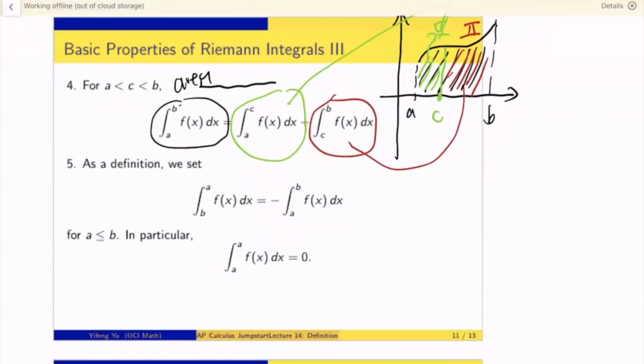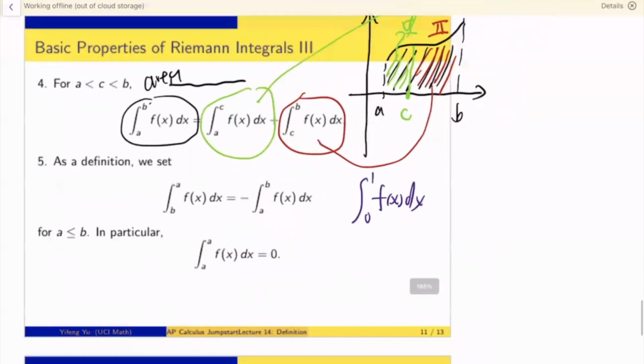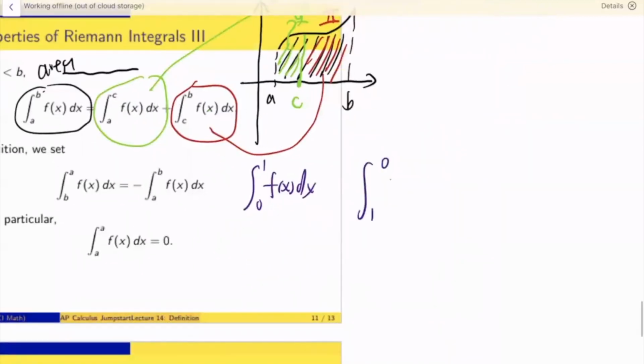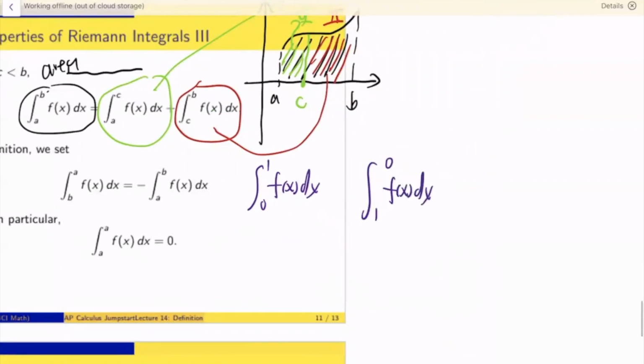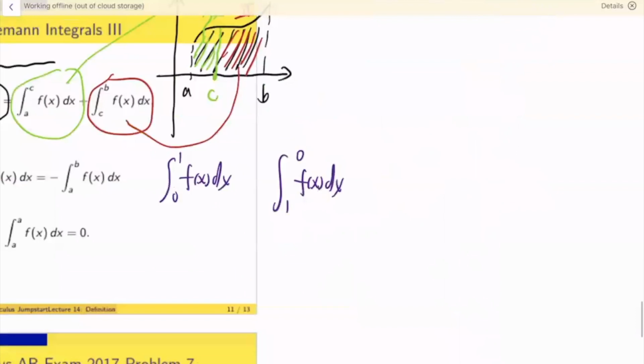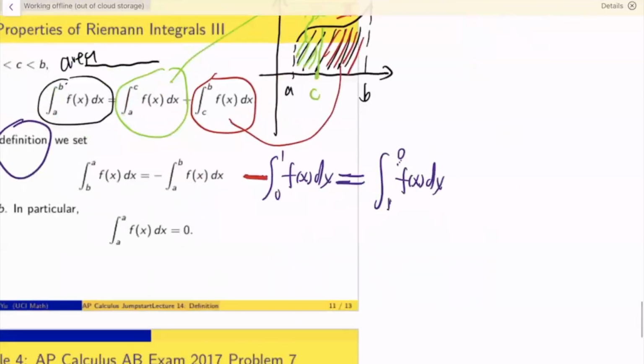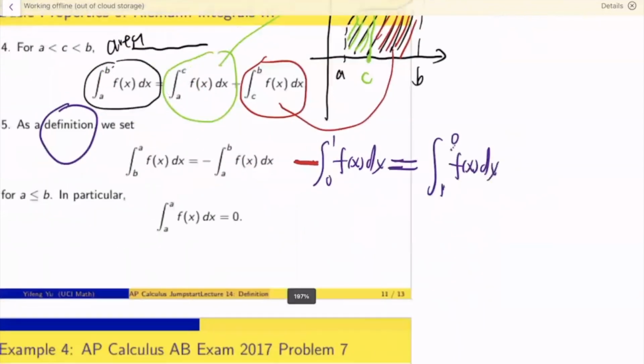All right, here is a definition. If you switch the order, then you just put a negative sign. For example, from 0 to 1 of f(x), what if I write the integral from 1 to 0 of f(x) dx? By definition, if you switch the numbers in the integral, you put a negative sign. You put a negative sign if you reverse the order of integration. Of course, if you go from A to A, there's no area, so it's just 0.